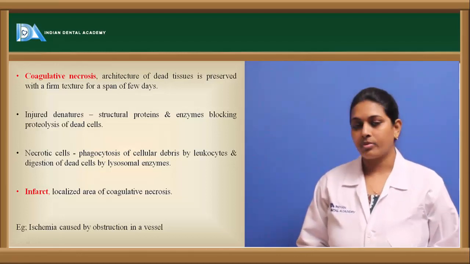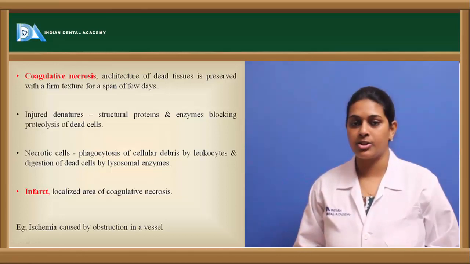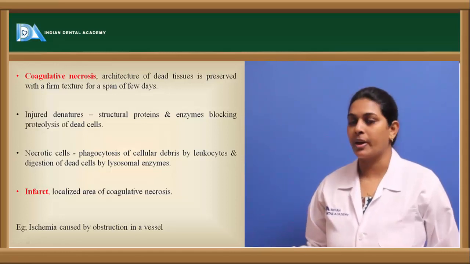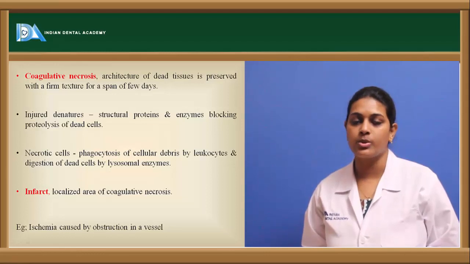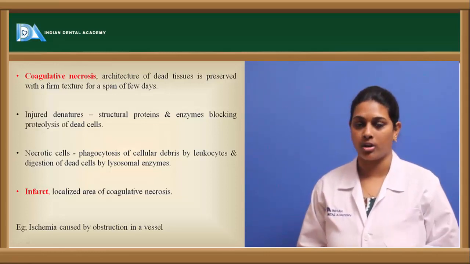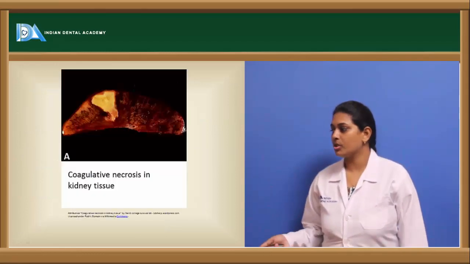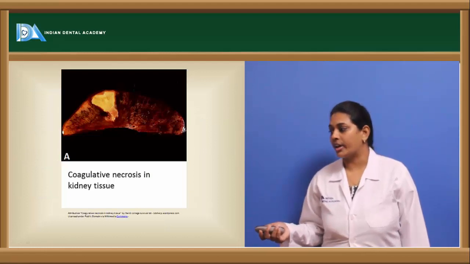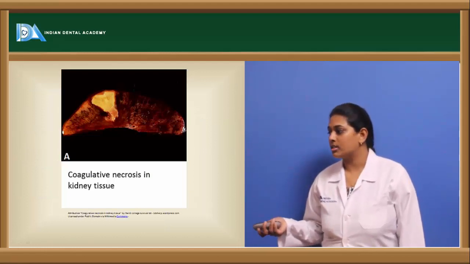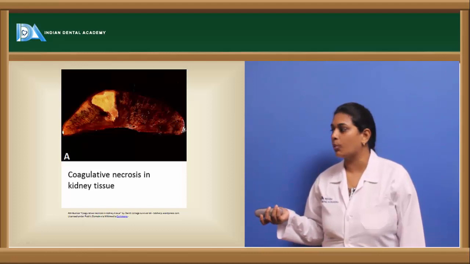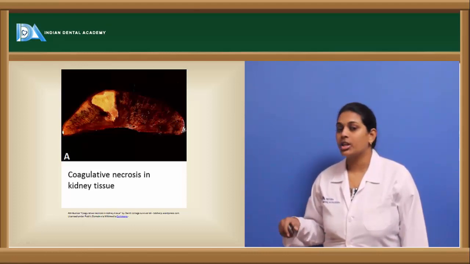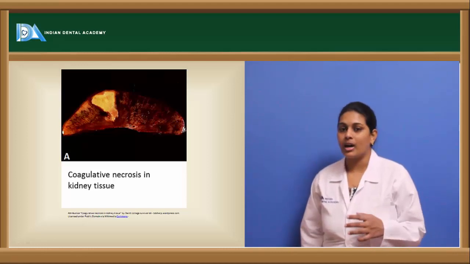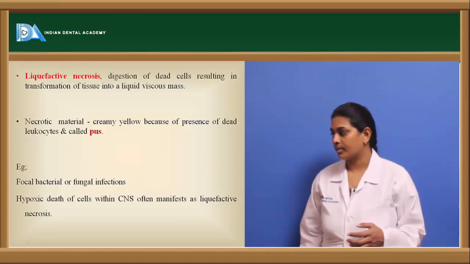This is a proper illustration of coagulative necrosis, because the term suggests coagulative, that is a blood clot or any substance which has coagulated and formed a clot. There is a structure showing coagulative necrosis in kidney tissue. This can be called an infarct, the white area where the architecture, that is the normal morphological structure of the kidney, is being observed as it is.